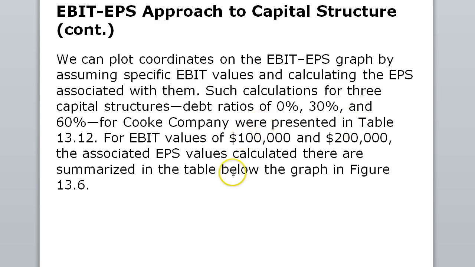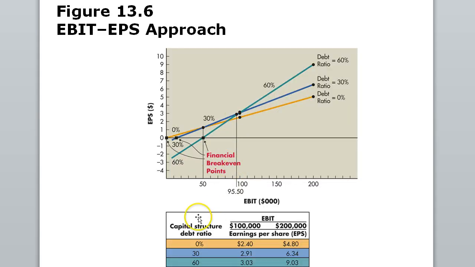So let's look at those associated EPS values, how they're calculated in the graph. Here we have the three capital structures, orange, blue, and green: 0, 30, and 60%. The earnings per share at 100,000 EBIT we get 240, 291, and 303, and at 200,000 we get 480, 634, and 903. If we plot that on a chart, we have a break-even point right here at 50 EBIT, which is 50,000 because it's in the thousands.